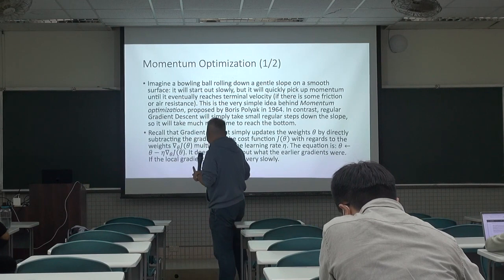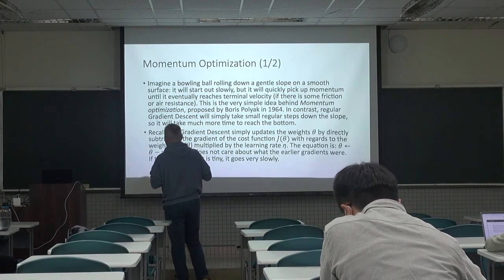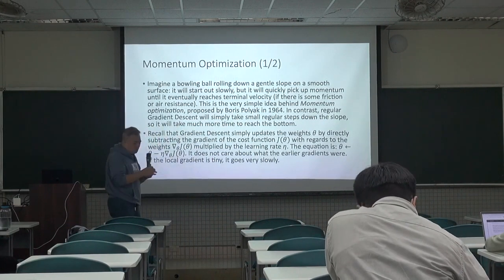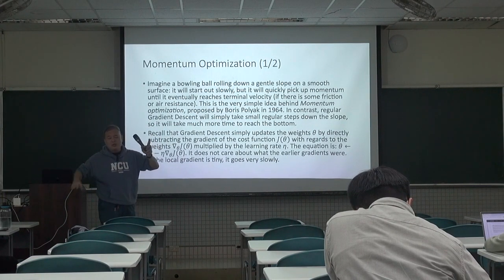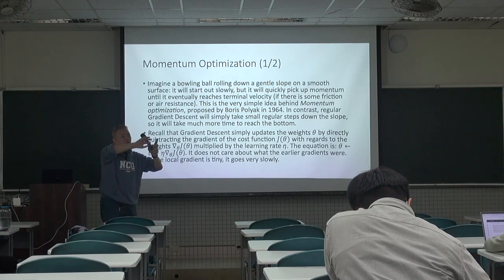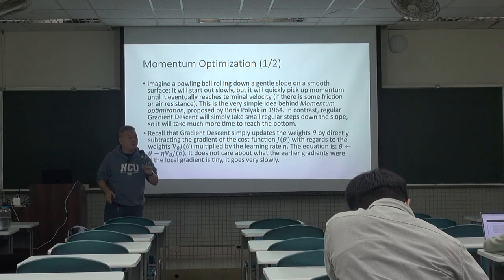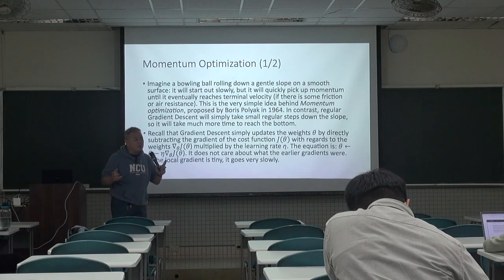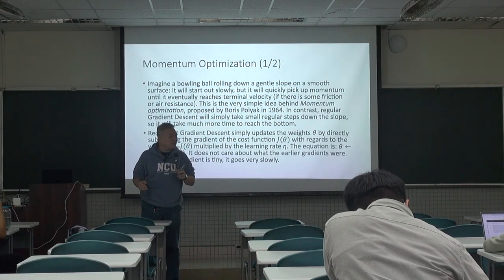But of course, if this slope is very long, you will see the speed keep increasing, but to a point that it will stabilize. The ball will not roll faster and faster forever up to the speed of light. That is impossible, right? Why is that? I hope you still remember something from your physics class.